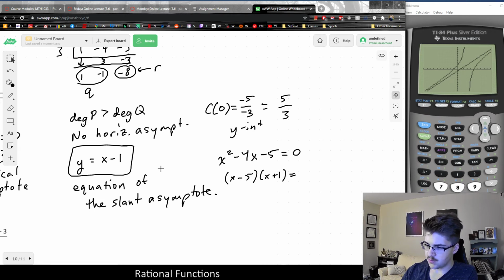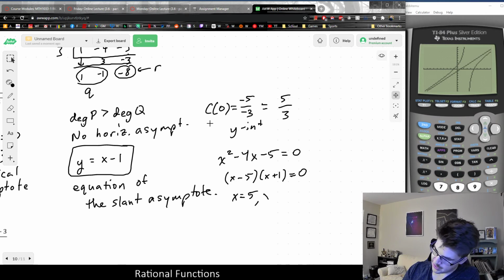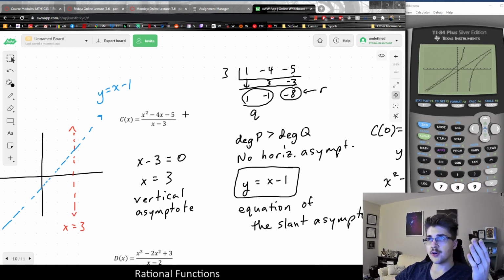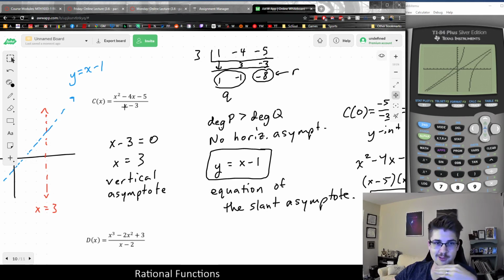without much trouble. That should be x minus 5 times x plus 1. Let me double check. Yeah, that makes sense because those two multiply to be negative 5 and they add to make negative 4. That all checks out. And so notice that we should have two x-intercepts, x equal 5 and x equal negative 1. Because the x-intercepts occur when the top is 0, the vertical asymptotes occur when the bottom is 0.